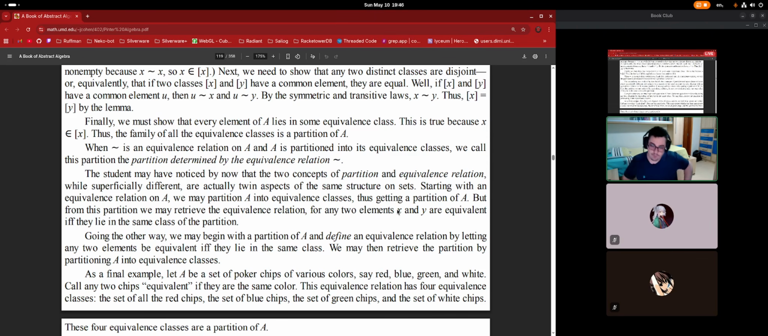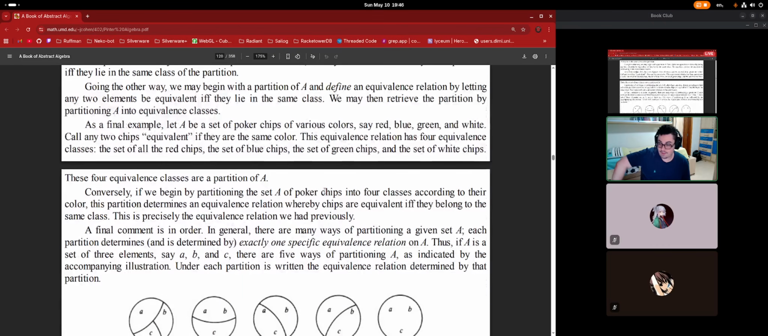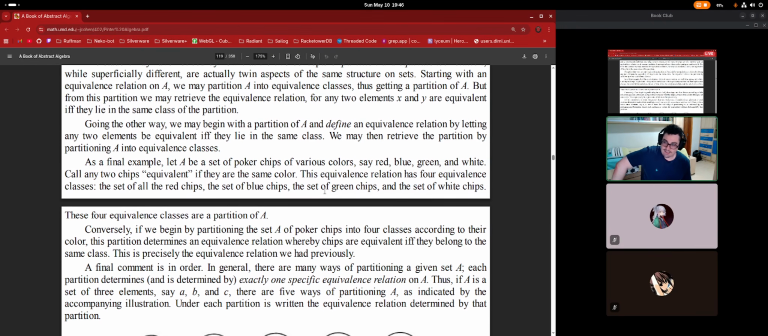The way that this book states partition and equivalence relation, you kind of end up with this: one can very easily lead to the other if you choose the pieces correctly. Because you still have to create a criteria, right? So in the case of the poker chips, they chose the color, and that ended up creating equivalence classes. Equivalence classes, I should say.